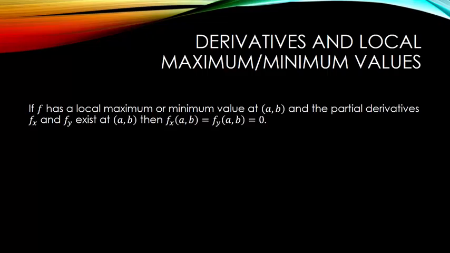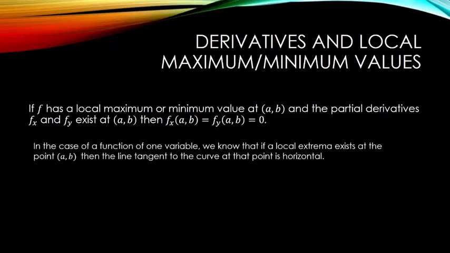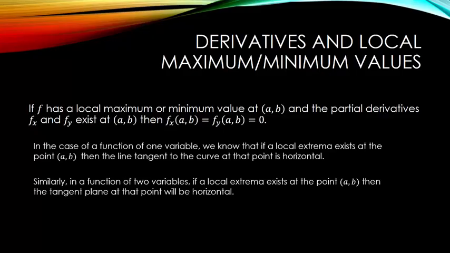So if f does have a local maximum or a local minimum value at the point (a, b), and the partial derivatives fx and fy exist at that point, then fx at (a, b) and fy at (a, b) should both be equal to 0. In the case of a function of one variable, we know that if a local extrema exists at the point, then the line tangent to the curve at that point is horizontal. In a function of two variables, if a local extrema exists at the point (a, b), then the tangent plane at that point will be horizontal.